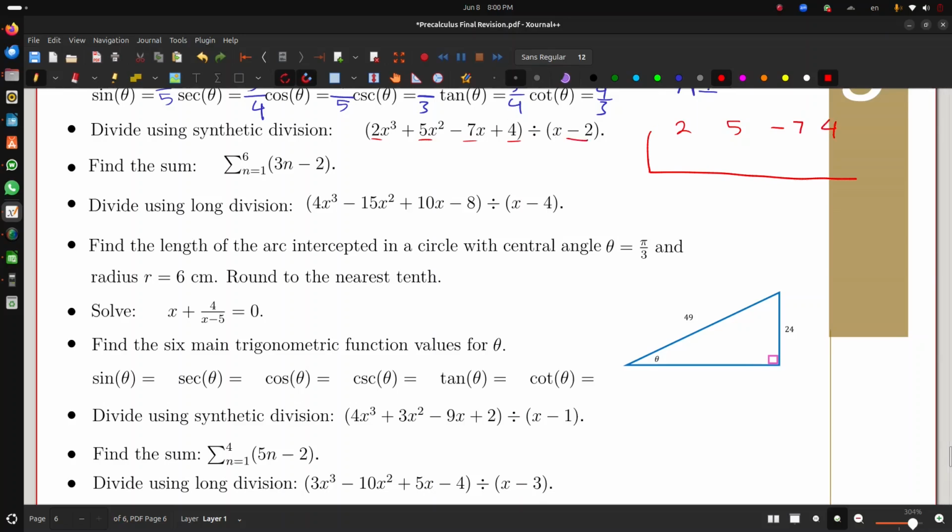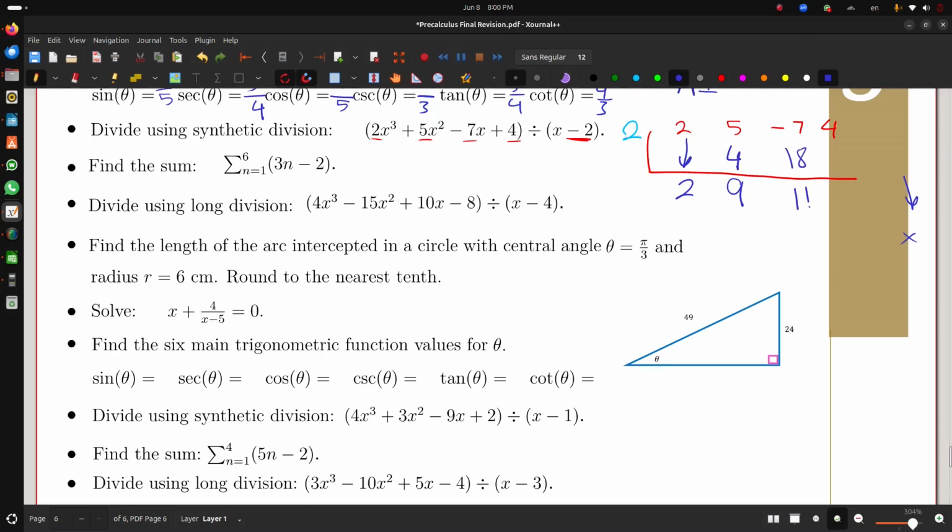Okay, and here we have negative 2. We'll get the inverse, so it will be positive 2. You have only 2 steps to do it, which is drop down and multiply. We will drop down 2, multiply 2 times 2, 4. Drop down 5 and 4, it's 9. Multiply 9 times 2 is 18.